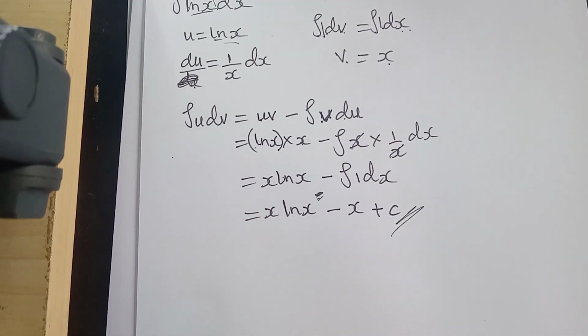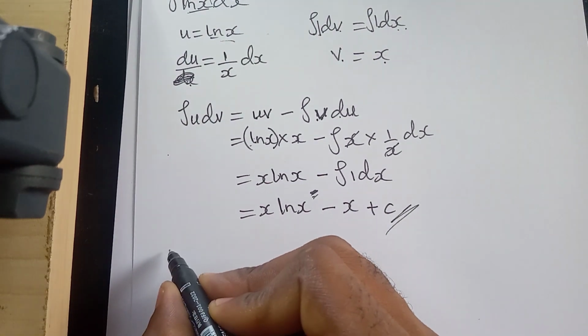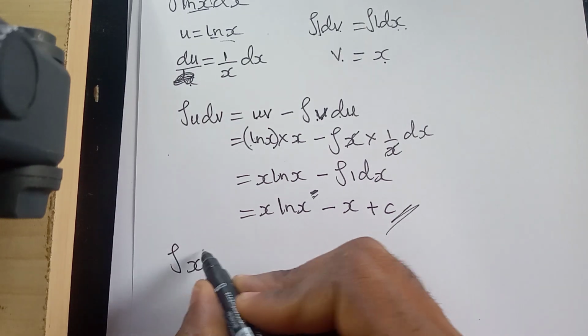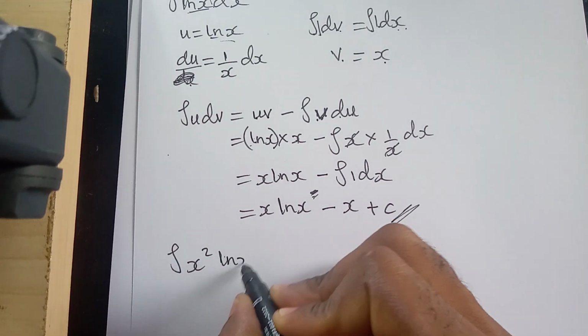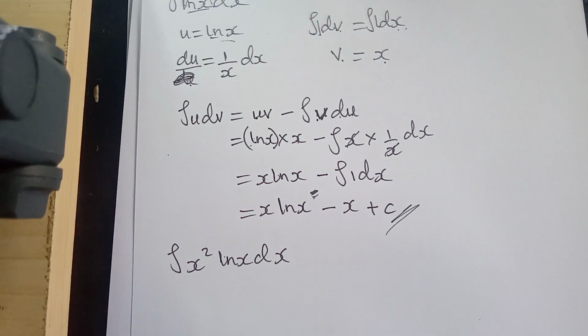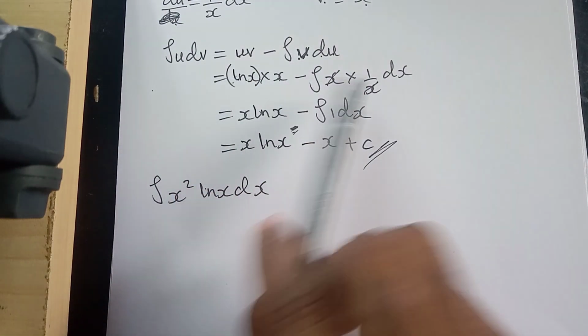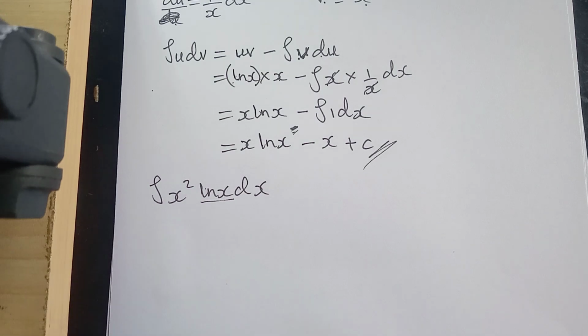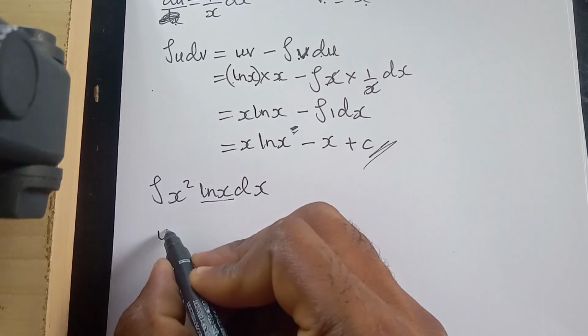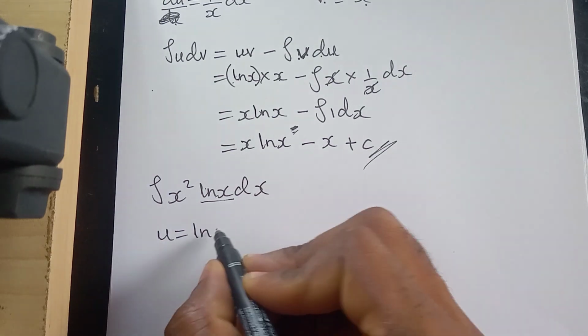And then finally, we have this one here, x squared natural log x dx. So you can still follow the same procedure. Just make this one your u and your work will be much easier. So you can say let this be our u.